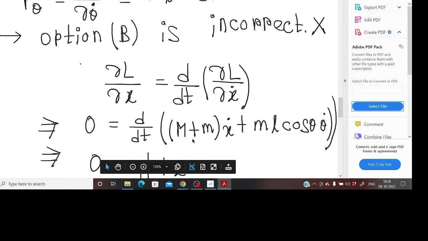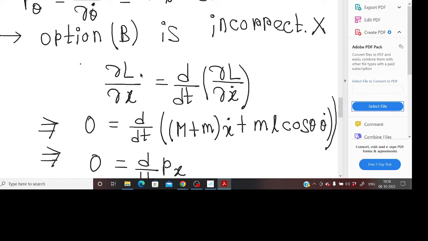Option B is incorrect, and as I have explained before, the equation of motion can be found from the Euler-Lagrange equation. There are two degrees of freedom, so there will be two Euler-Lagrange equations. One is for coordinate x and the other is for coordinate theta. So let's find the Euler-Lagrange equation for the coordinate x.